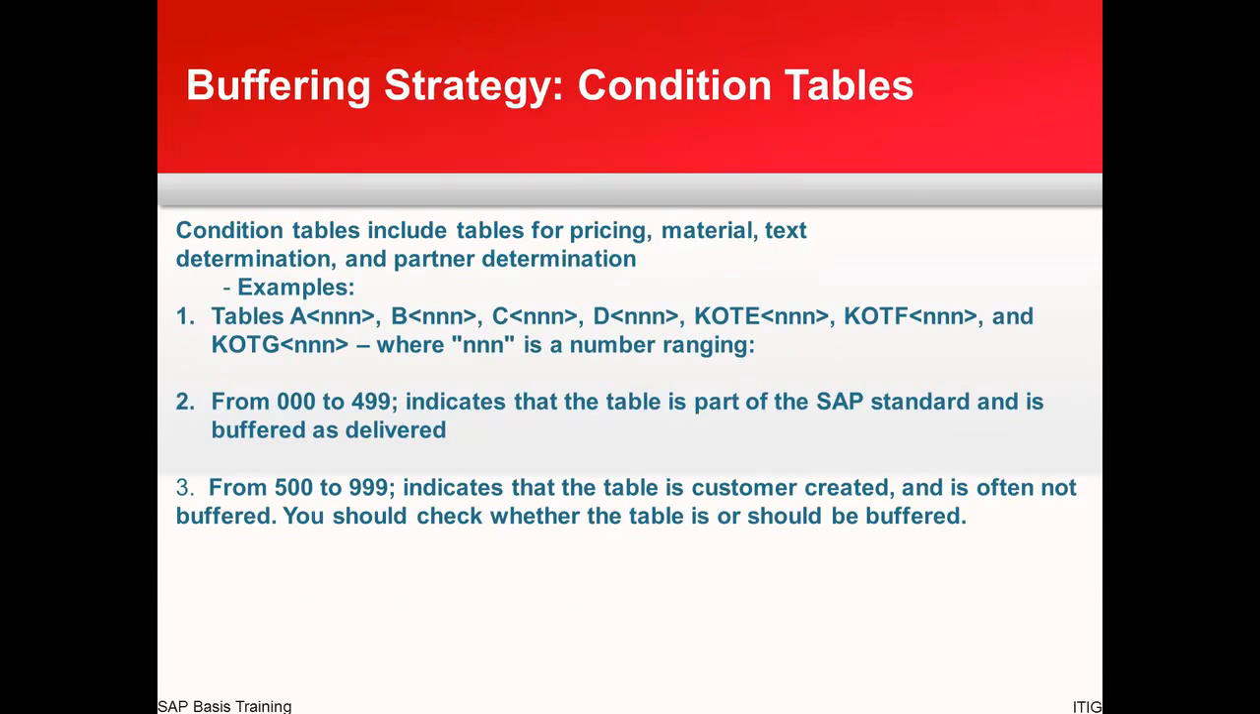Okay, then on the condition tables, basically condition tables include tables for pricing, for material, for text determination and partner determination. From 000 to 499 indicates that the table is part of the SAP standard and is buffered as delivered. From 500 to 999 indicates that the table is customer created and is not buffered. You should check whether the table is or should be buffered or not.